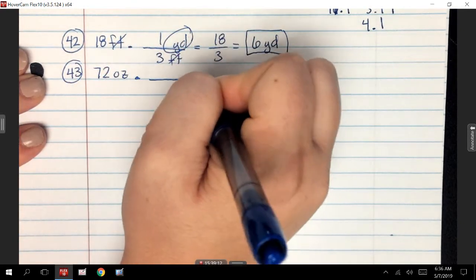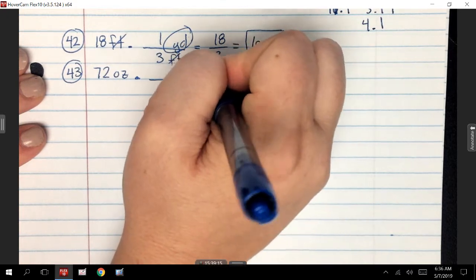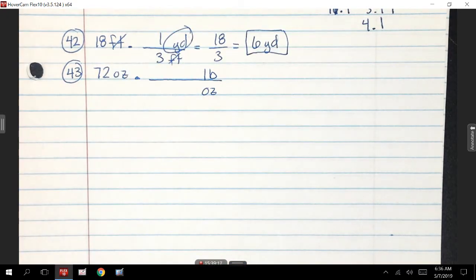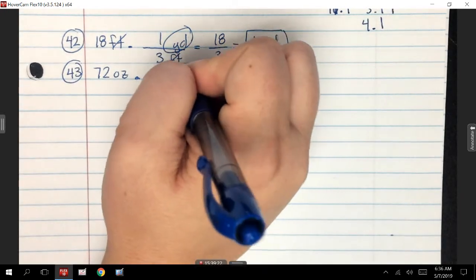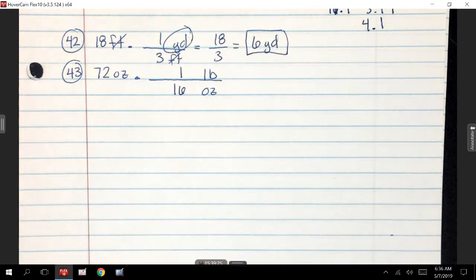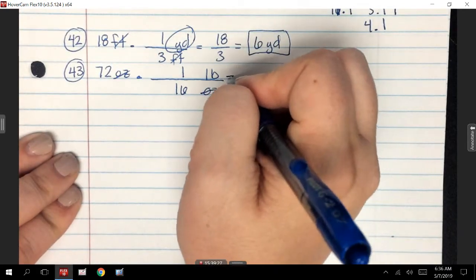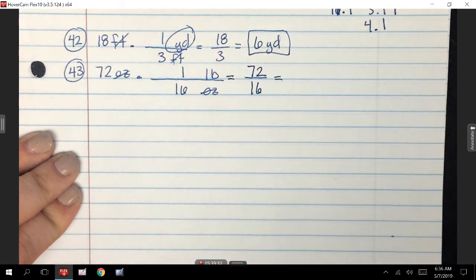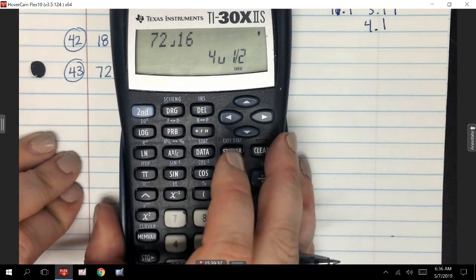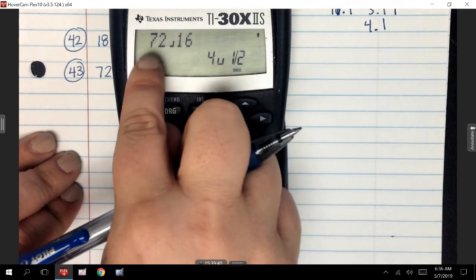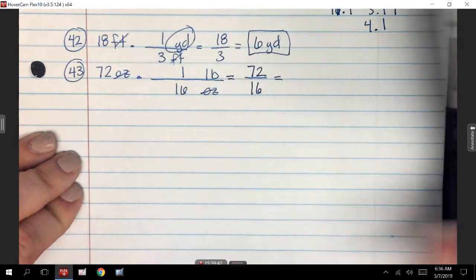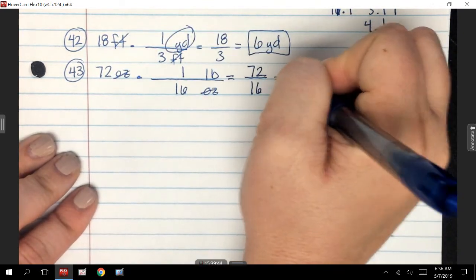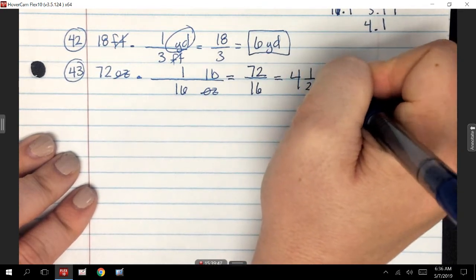Number 43, we have 72 ounces. We're wanting to change our ounces on the bottom up to pounds. When I change ounces to pounds, we do need to know how those are related, and I know that 1 pound is equal to 16 ounces. So those go away, leave me with 72 over 16. If you type that into your calculator, because this would be on a calculator portion, I can hit 72 fraction button 16. It gives me my new fraction. So I get 4.5 pounds.